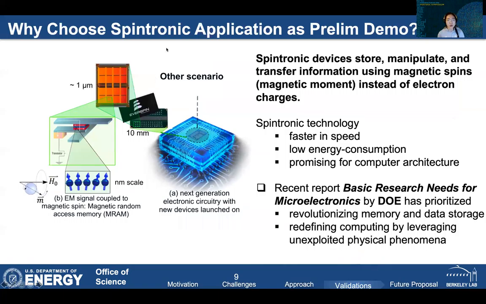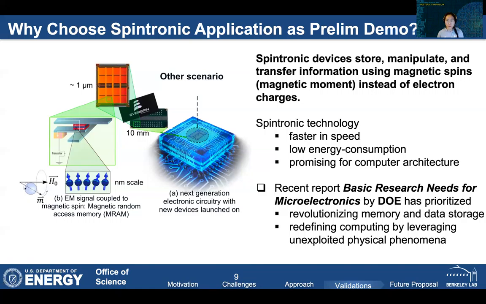So the reason that we choose to explore micromagnetics coupled to EM waves as our first effort is that micromagnetics is useful in spintronic devices. Actually, spintronics is a term which emphasizes the applications, and the corresponding technology that it is involved in is micromagnetics. So micromagnetics is to use magnetic moments to transfer energy and information instead of using electron charges. Compared to CMOS technology, magnetic technology is fast in speed and lower in energy consumption. These two features make it promising for computer architectures.